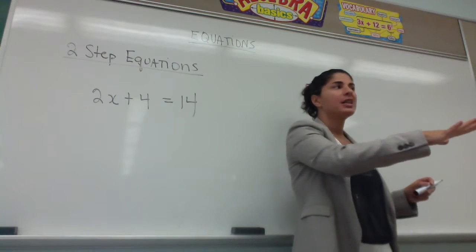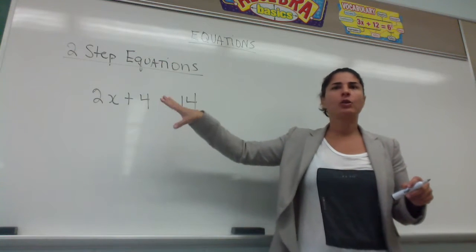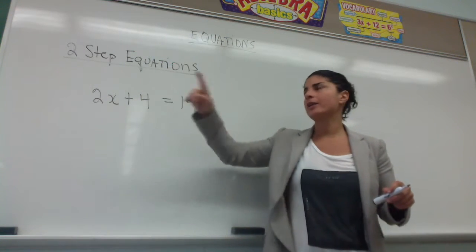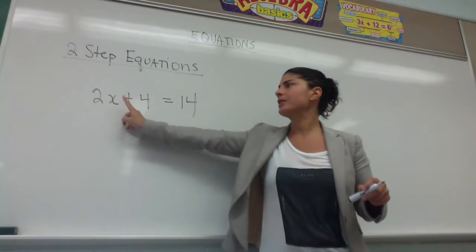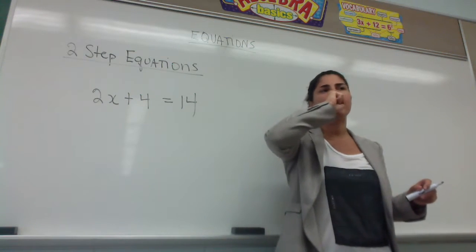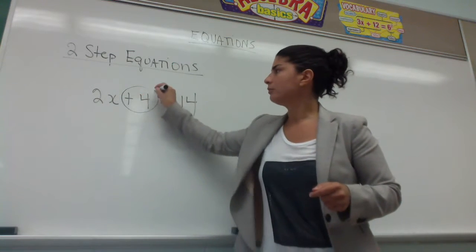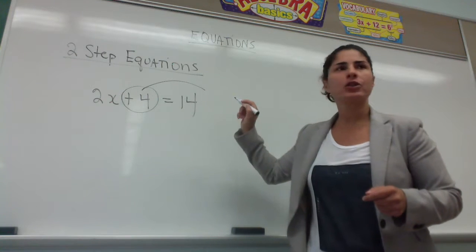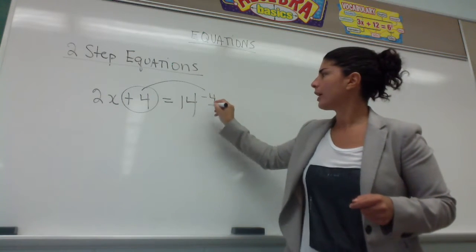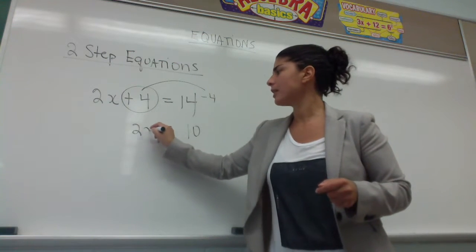Everybody's watching? Because the answer is easy. Some of you have the answer in your head. You've already said, oh, I know that's 5. 2 times 5 is 10 plus 4 is 14. But how did we get 5? This is how we get it. We take the plus 4 and we remove it on the other side. So now I remove and I'm left with a 10 on this side and a 2x on this side.